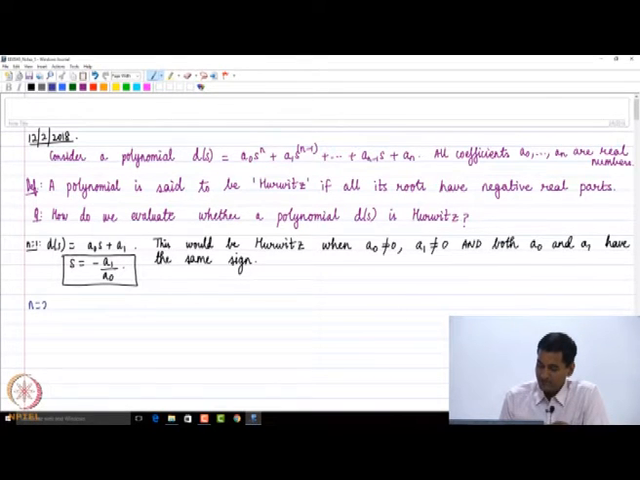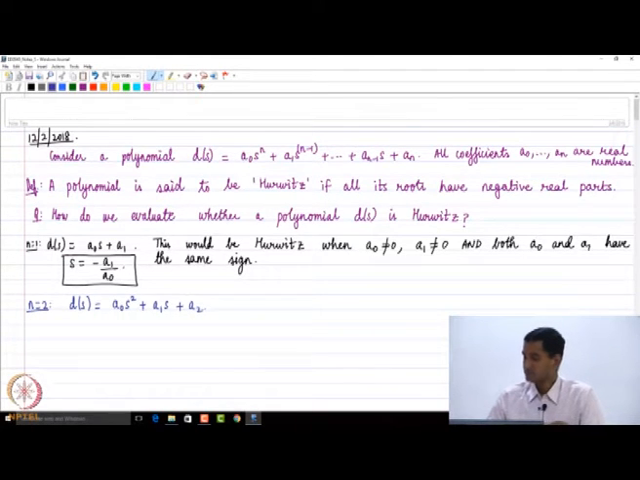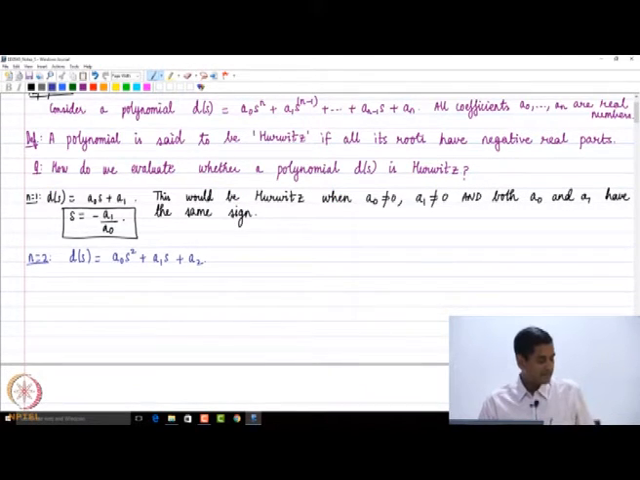Now let's do n equals 2. Let's say now my polynomial d of s is a naught s squared plus a1 s plus a2. That's my second order polynomial. Now we ask ourselves the same question: when do you think this polynomial would be Hurwitz?